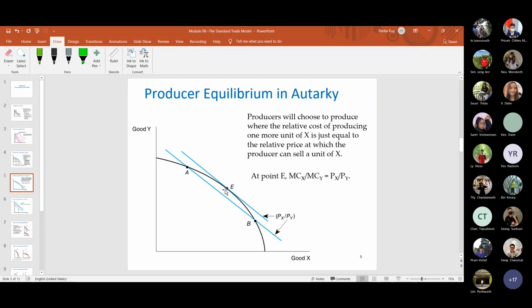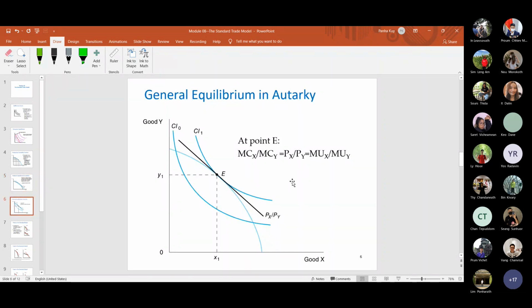If you ask me where you can produce, you still produce here. So what happens? These are the indifference curves that you have learned so far, indifference curve CI0, this one CI1. So this one is the general equilibrium in autarky. This is your production function, and this is your relative price. And then the country will consume where this one is going to be tangent. So in autarky, the general equilibrium is where the relative marginal cost equals the relative price and equals the relative marginal utilities.